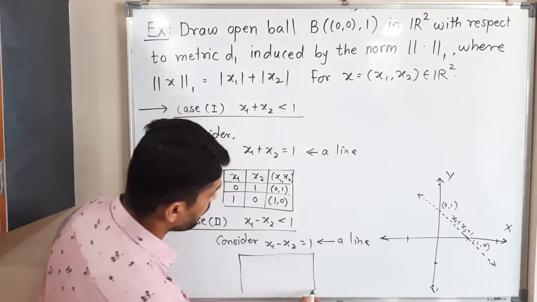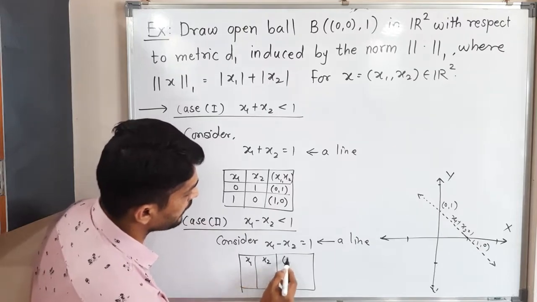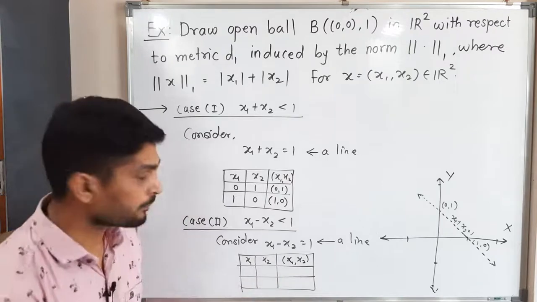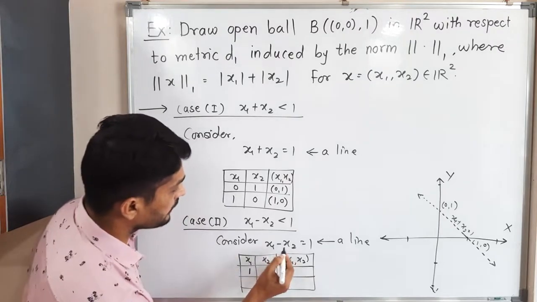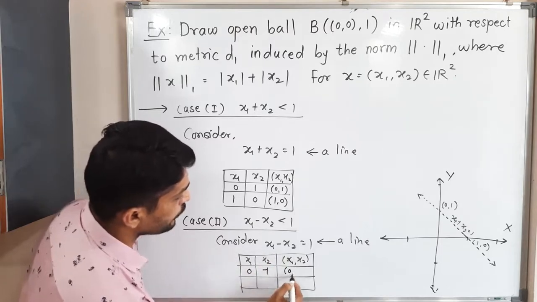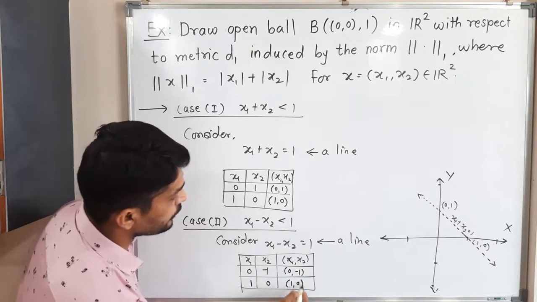Again we have to draw a table like this. What will be the first column? x1, second column x2, last one will be (x1, x2). We will repeat the same procedure. I will put x1 is equal to 0, x2 will be minus 1, so (0, -1). If I put x2 is equal to 0, x1 will be 1, so (1, 0). We got these 2 points.